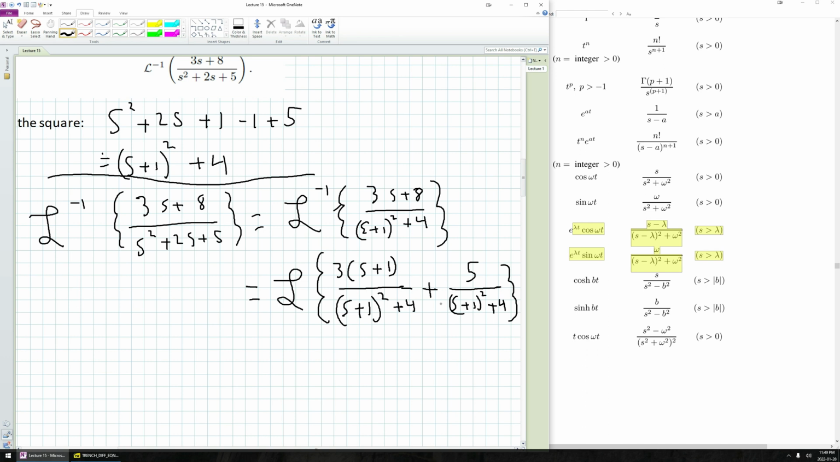So now what I can notice is for this first one here, if I just look here, what do we have going on? If we let lambda be equal to negative 1, and if I let my omega be equal to 2, then this is exactly of this form with an extra factor of 3. Okay, so I could use the linearity of the inverse Laplace transform to pull out the 3, and I'm good there.